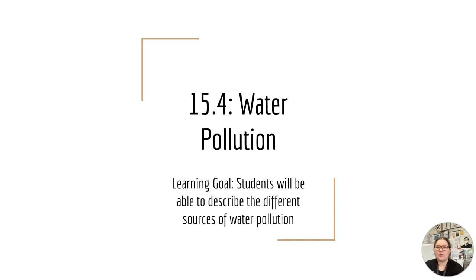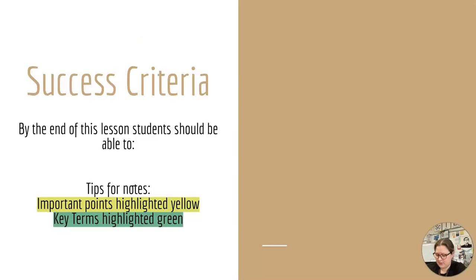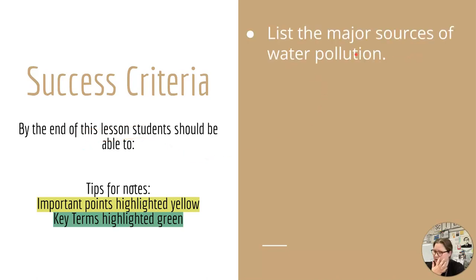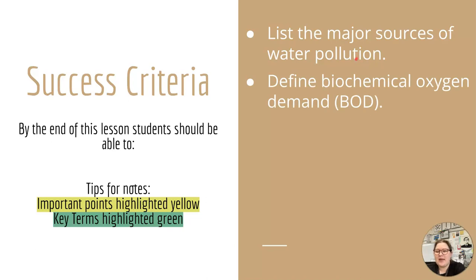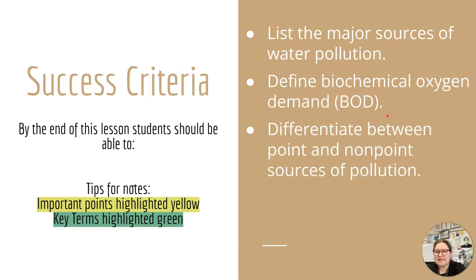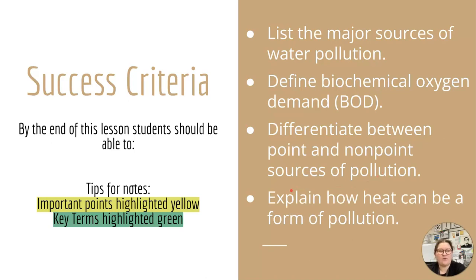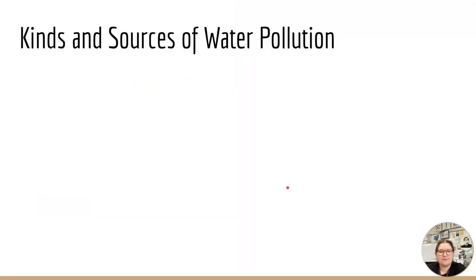So there's a lot of different ways that we as humans pollute the water, which is why this is a slightly longer lesson. Learning goal here is that you should be able to describe the different sources of water pollution. So, a few success criteria. By the end of this lesson, you should be able to list the major sources of water pollution, define biochemical oxygen demand, aka BOD, differentiate between point and non-point sources of pollution, so you should be able to tell the difference between those two, and then explain how heat can be a form of pollution. We'll talk about actual physical pollutants like chemicals and particulates and all of that, but heat is also one.